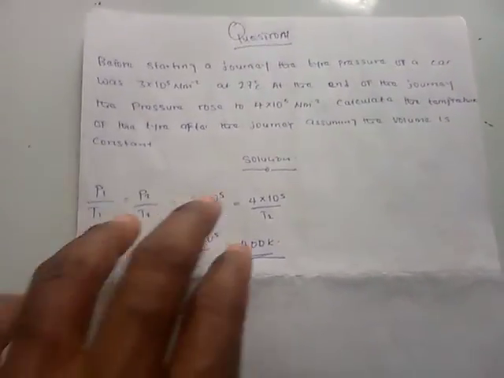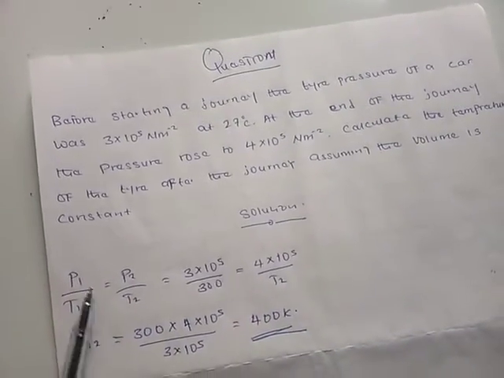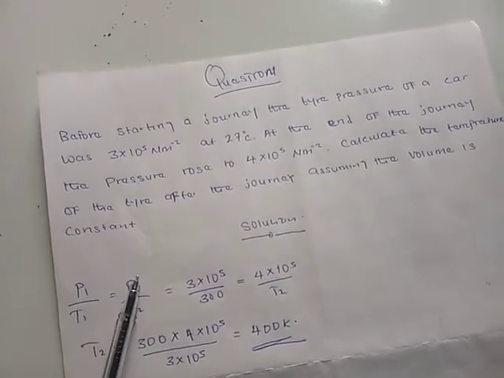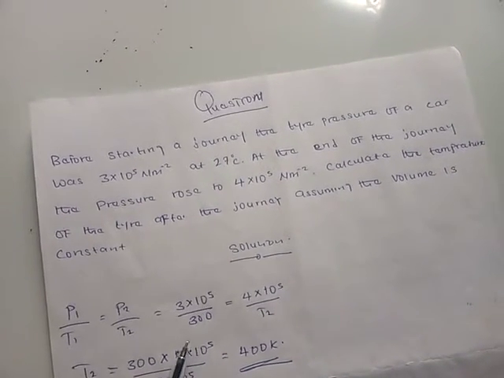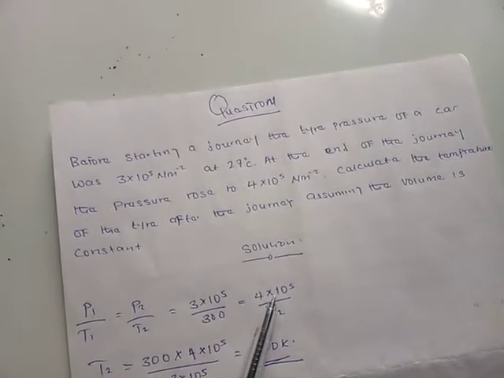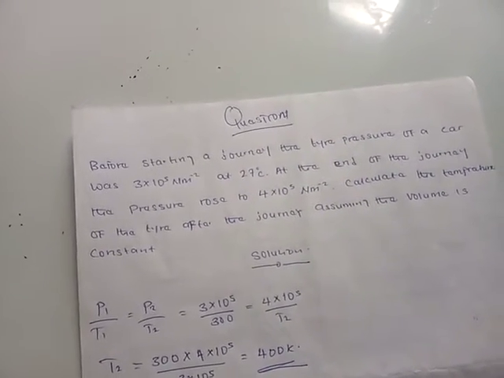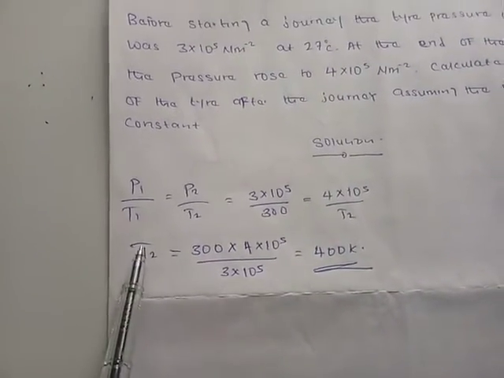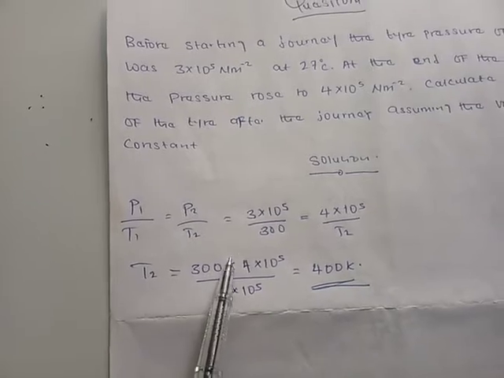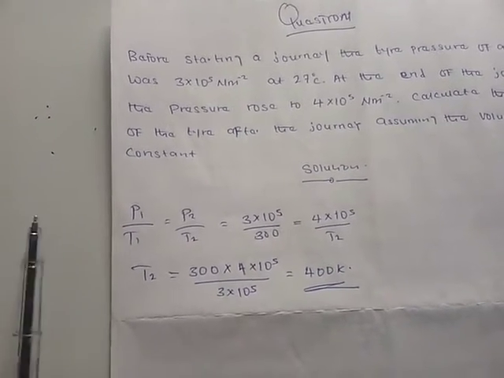So just like we always do, this is our solution. We'll have that P1 over T1 is equal to P2 over T2, which is equal to 3 times 10 raised to the power 5 over 300 is equal to 4 times 10 raised to the power 5 over T2. So T2 is equal to 300 times 4 times 10 raised to the power 5 all over 3 times 10 raised to the power 5, equals 400 Kelvin.